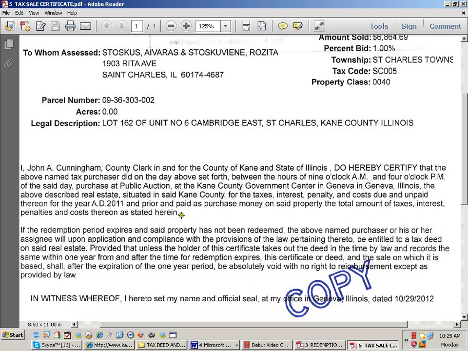If the redemption period expires on said property and it has not been redeemed, the above named purchaser, all right, so if the redemption period expires and Roe doesn't go and claim her property, doesn't redeem it, then the above named purchaser or his or her assignee will, upon application and compliance with provisions of law pertaining thereto, be entitled to a tax deed on the said real estate, provided that unless the holder of this certificate takes out the deed in the time by law and records the same within 1 year from and after the time of redemption expires, the certificate or deed, and the sale on which it is based, shall, after expiration of the 1 year period, be absolutely void with no right to reimbursement except as provided by law.